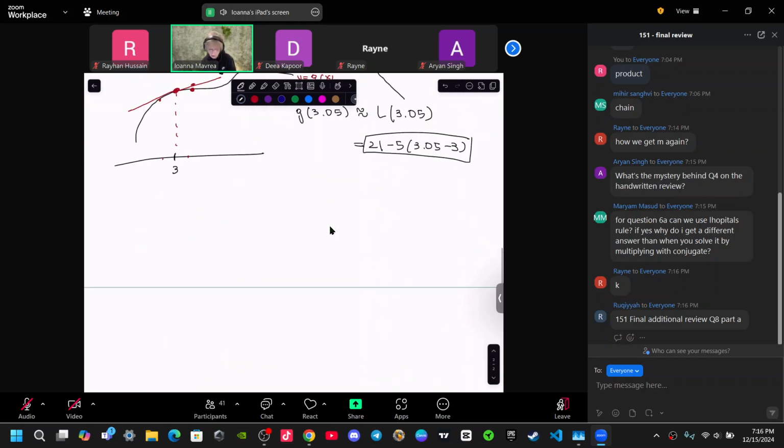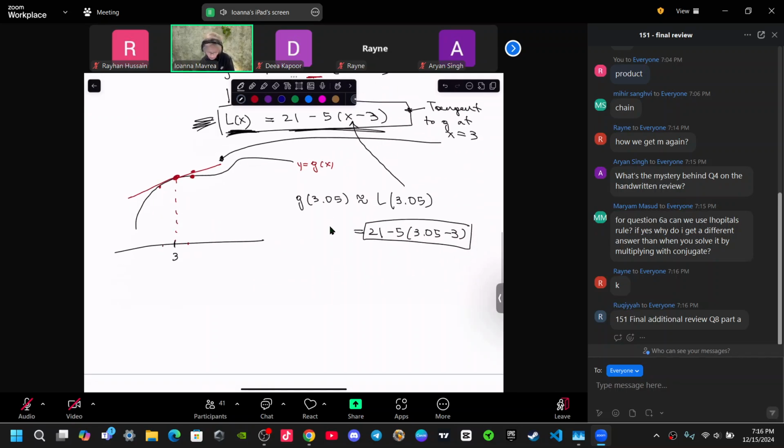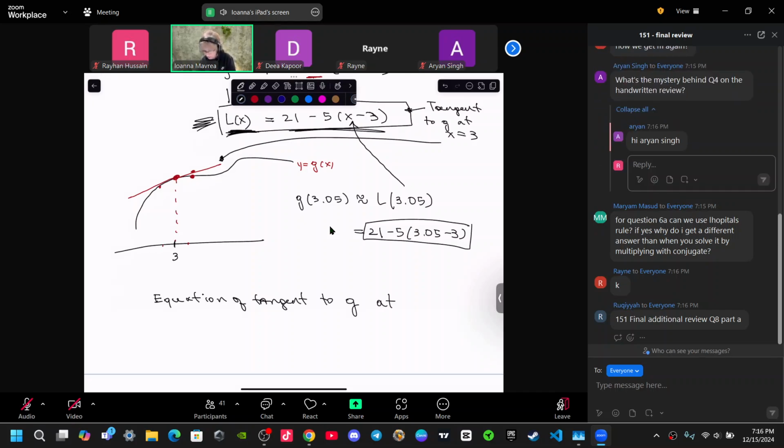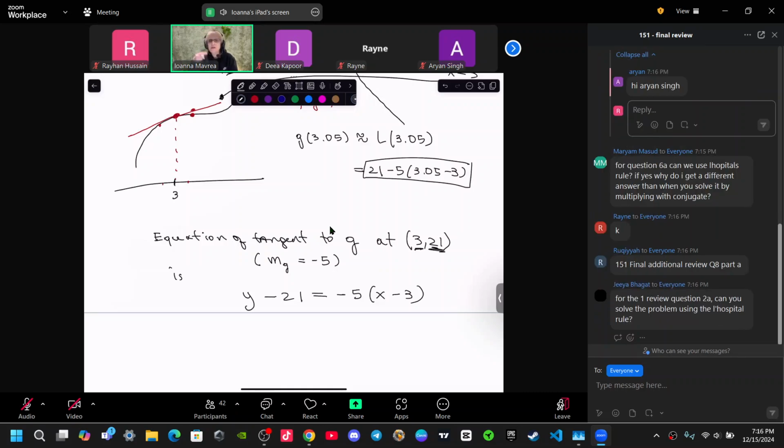So then they say to you, you have this equation of the tangent to G, to the graph of G at the point 3,21. By the way, the slope of G at that point is, what did we say the slope was? -5. So the equation is, we said, y minus the y coordinate equal slope times x minus the x coordinate.